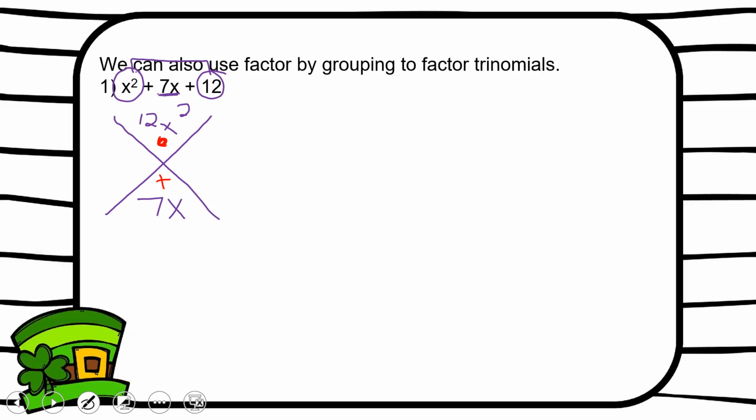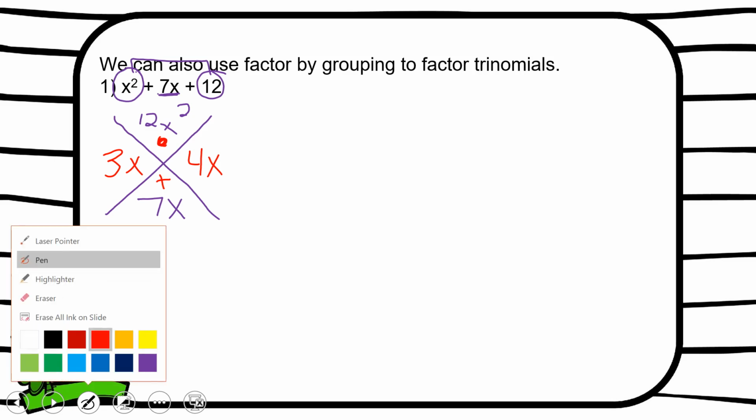So the next two numbers I know that multiply to be 12 are 3 and 4. And if I add those together, I also get 7x. So that's what tells you, okay, I've got these two numbers correct.